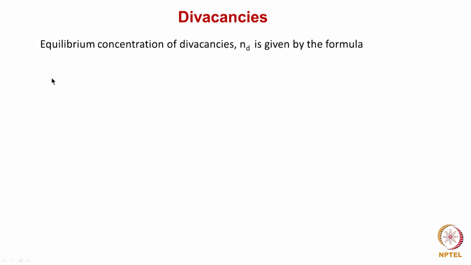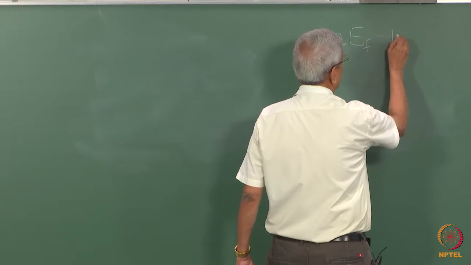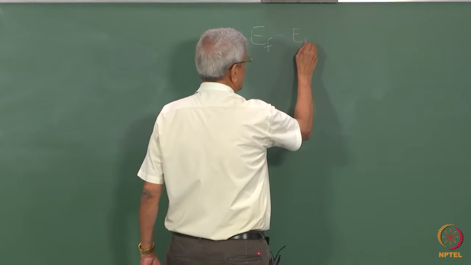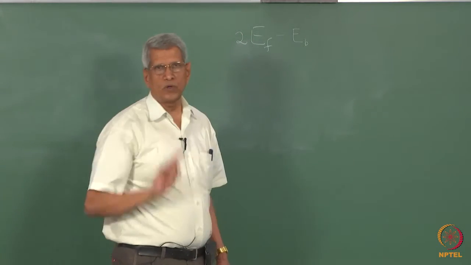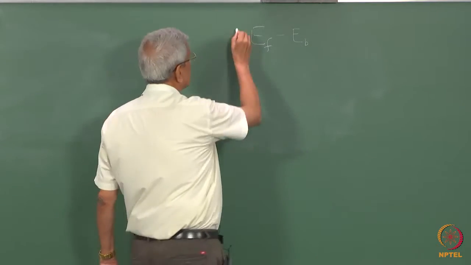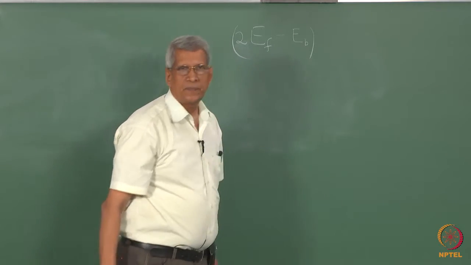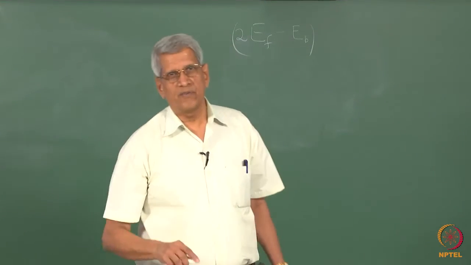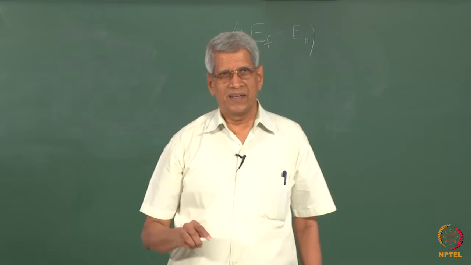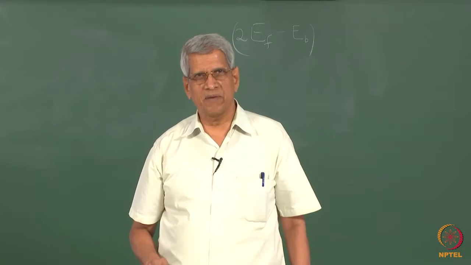2 vacancies to form independently, what is the formation energy? If 2 vacancies are to be formed, this is going to be the formation energy twice, minus EB, where EB is the energy for 1 bond to be broken. So this is the net free energy which is required for formation of a divacancy.